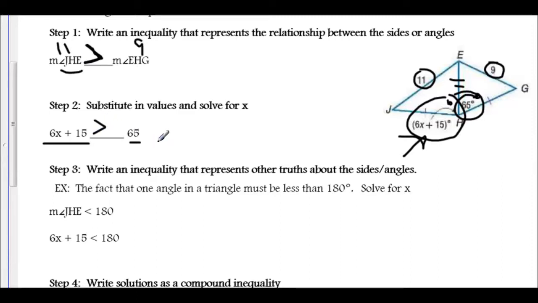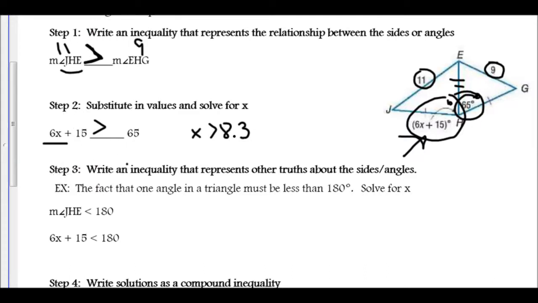All right, well, solving an inequality is just like solving an equation, except you have a greater than sign. Your first step is to subtract 15 from both sides of the inequality. So you're left with 6x is greater than 65 minus 15, which is 50. We're going to divide both sides by 6. So we get x is greater than 50 divided by 6, which will be a decimal. I'm just going to call it 8.3. So that's one step of finding your inequality.